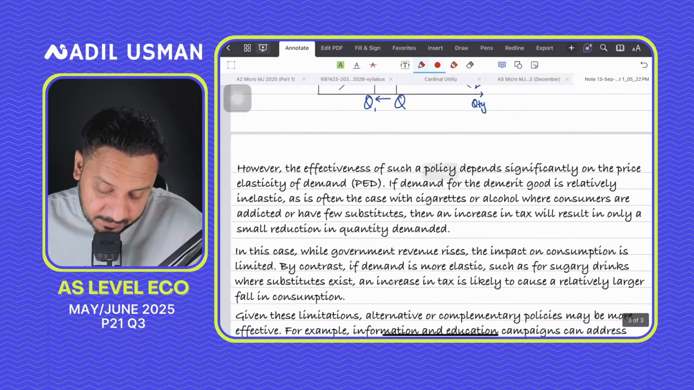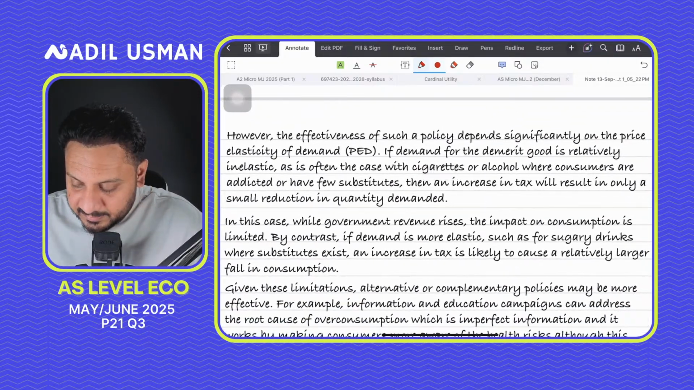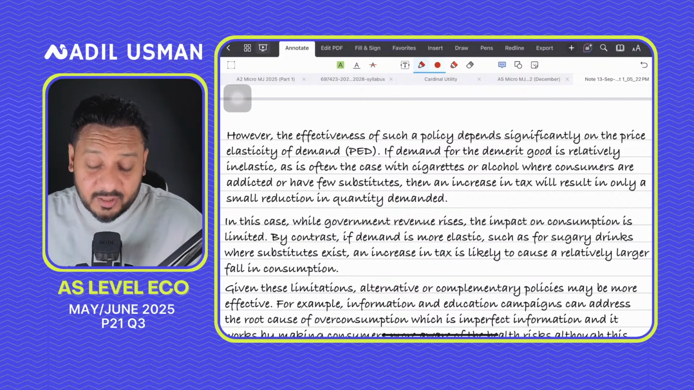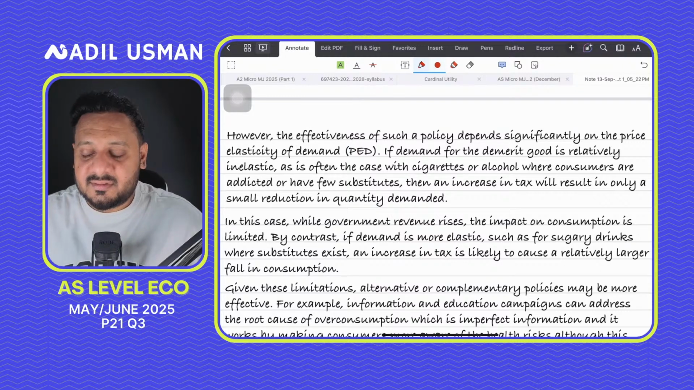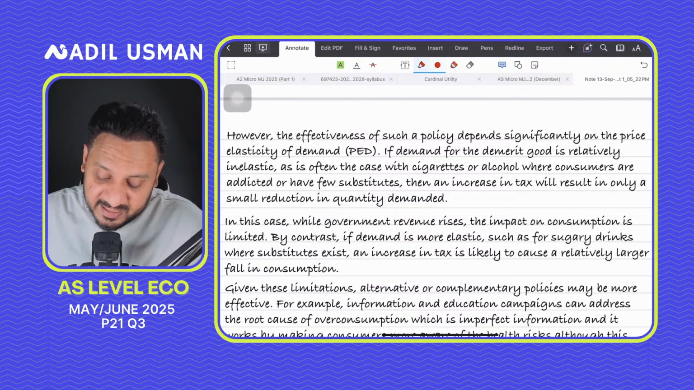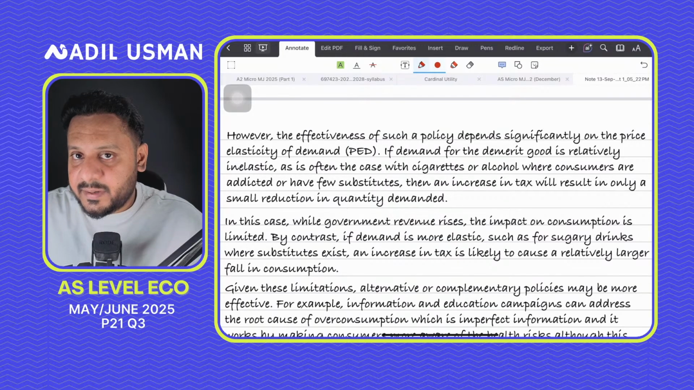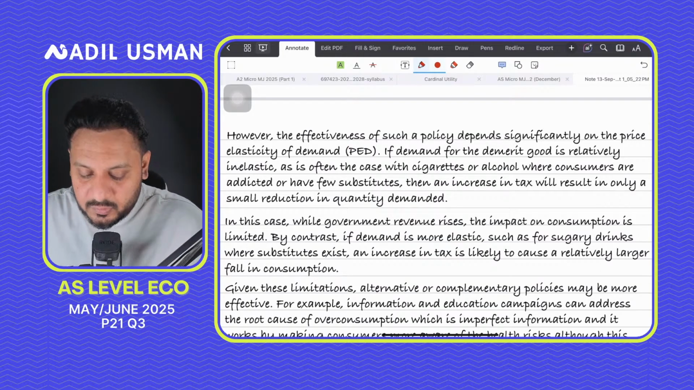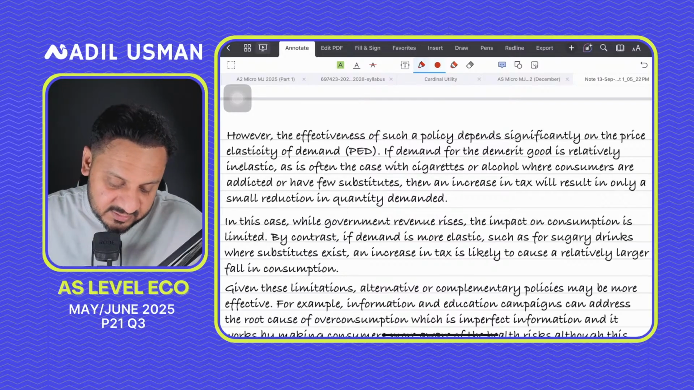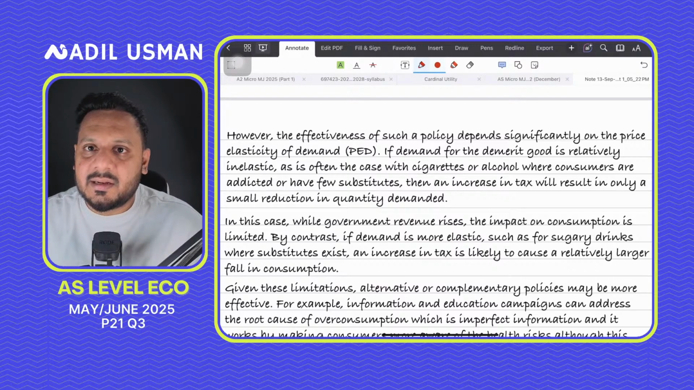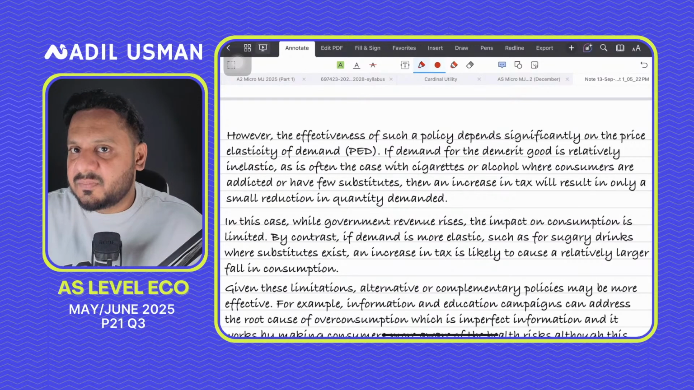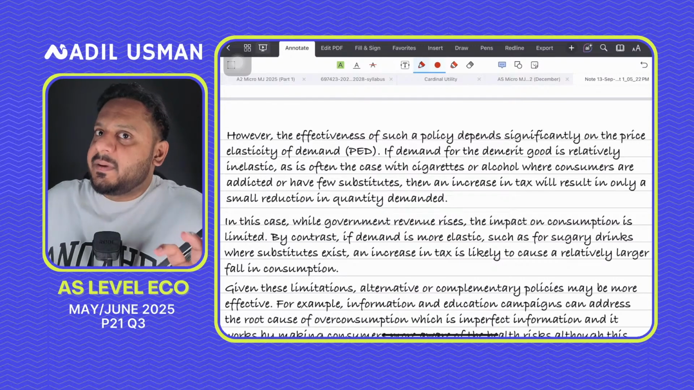But the point is that indirect tax will not always be a success story. It's not certain that it's going to be a success story because it has its own limitations, and the effectiveness would depend upon a lot of factors, right? So over here, you also need to mention some disadvantages. For instance, the PED point could be used in analysis as well. If you see the marking schemes, they're using it in analysis as a disadvantage, but it could also be used as an evaluation. Depends on how you frame it, right?